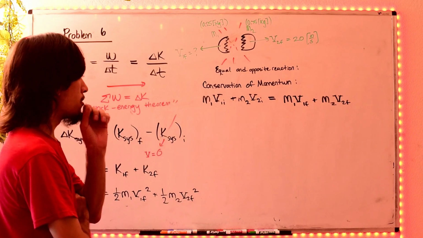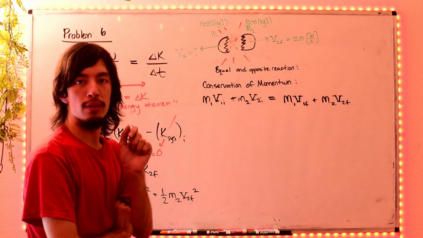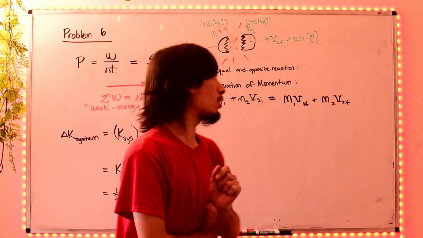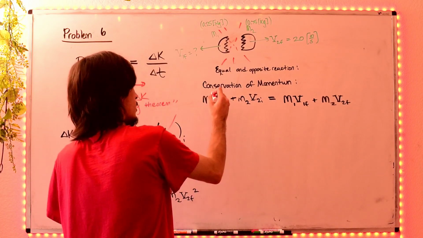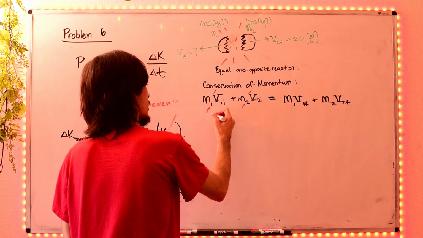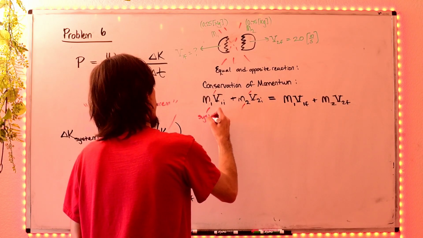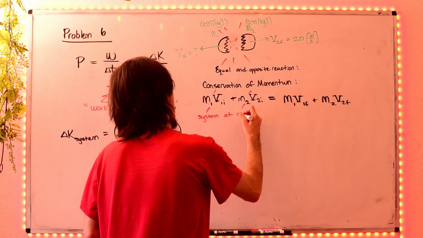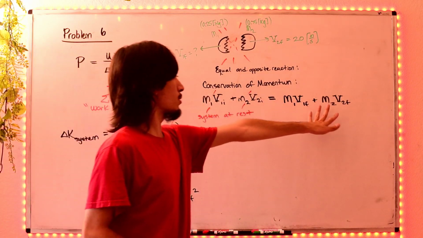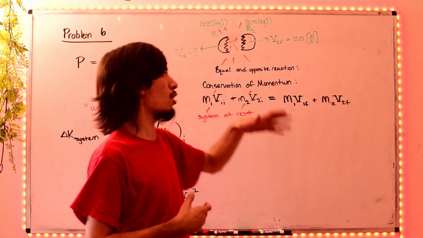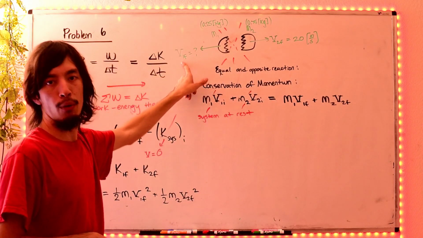Now, we know that the system starts at rest initially, so we can cross out both initial velocities conveniently. System at rest. That means we're just going to work with what we have after. We're going to solve for V1 final in our case.